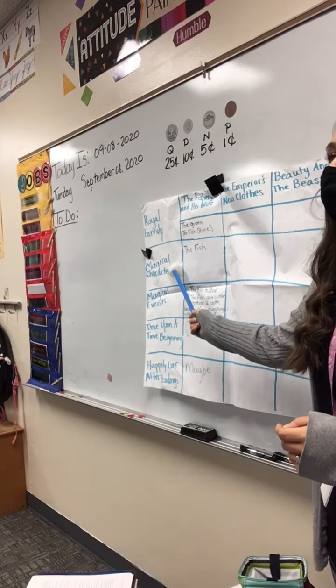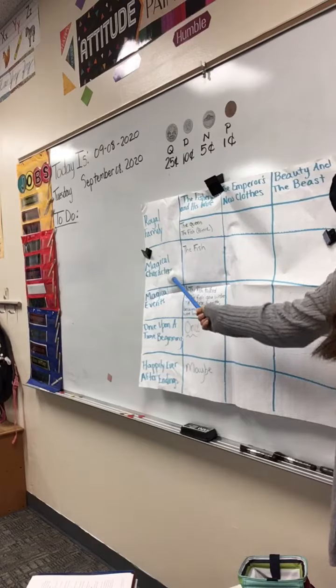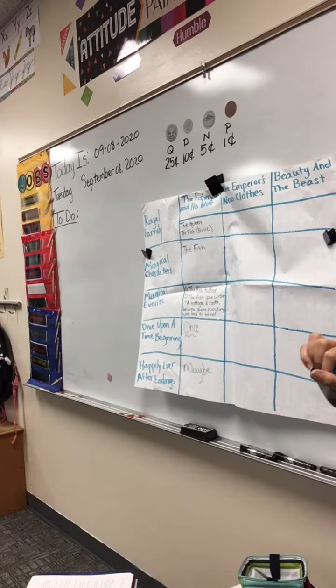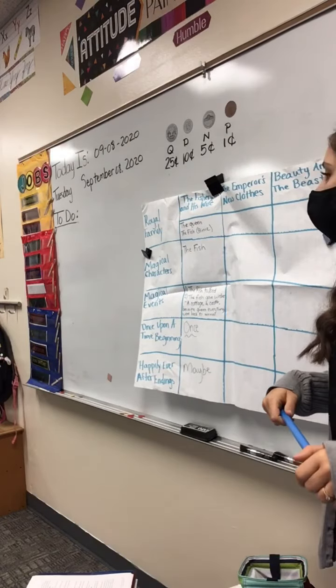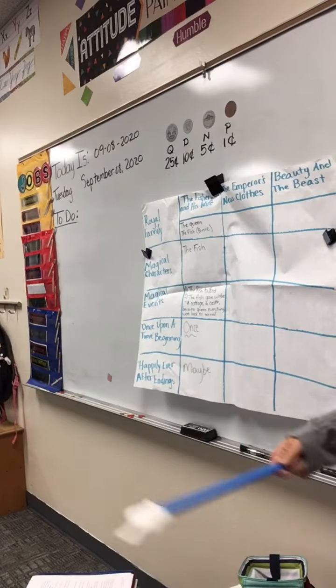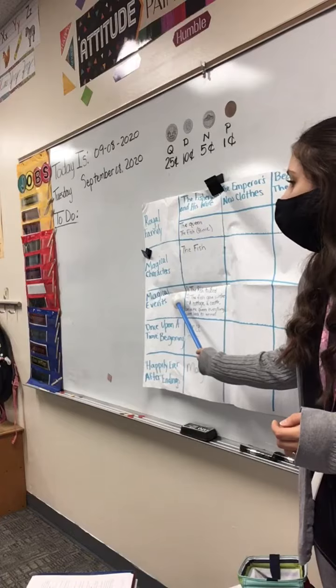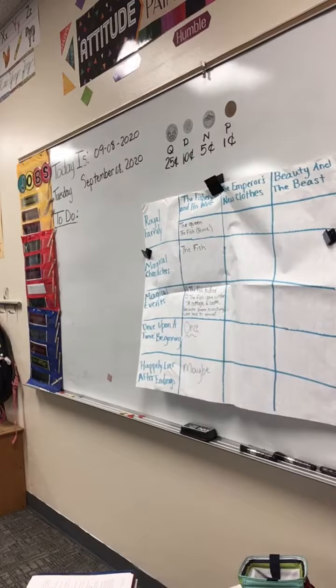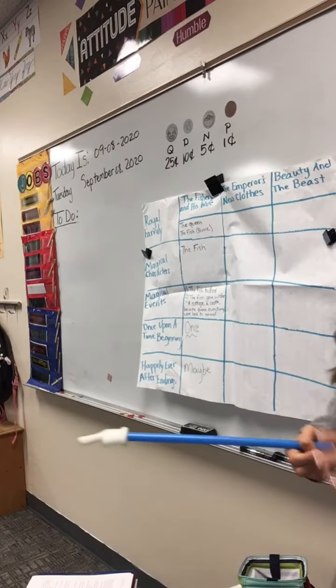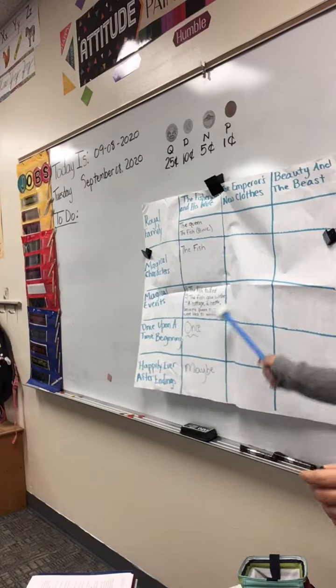What does this say? Layla? Magical characters. Who's our magical character from our last story, Lizzie? The fish. Okay, then we have, somebody read this one for me. Landon. Magical events. We had lots of magical events that happened, right? All of the wishes were magical events from our story.